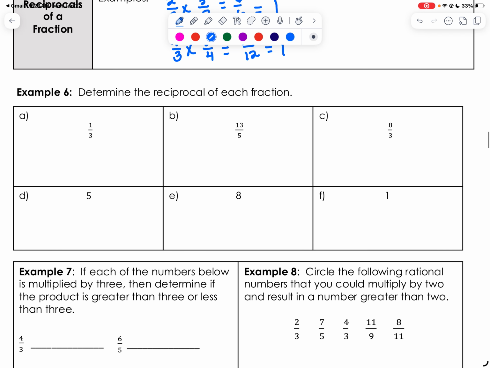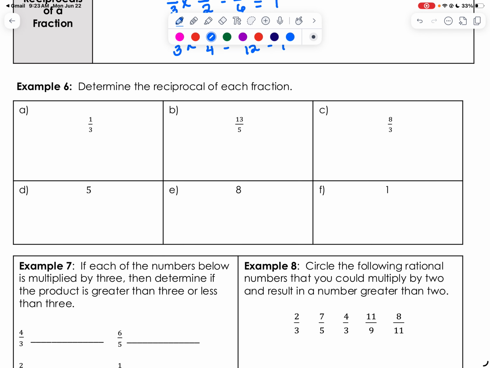So in example 6, it says determine the reciprocal of each fraction. So the reciprocal of 1 over 3 would be 3 over 1, but we generally write 3 over 1 as just 3. So the reciprocal of 1/3 is 3. All right, the reciprocal of 13 over 5, if I flip that over, would be 5 over 13. Pause the video and try problem C on your own. What is the reciprocal of 8/3?